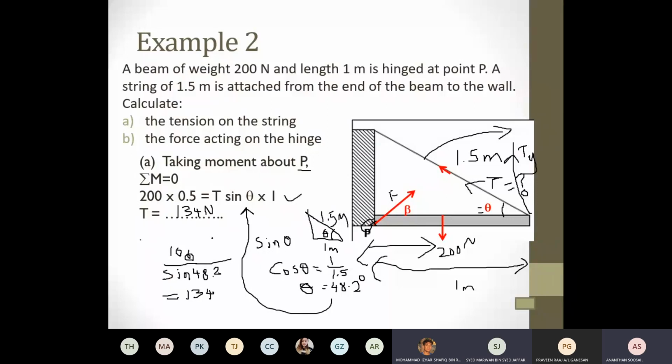The answer. Okay, so taking moment about P, you can avoid the F appearance. So this is the equation you tried. For sine theta, you have to use cos theta to find theta first, then substitute, and you can find the tension.